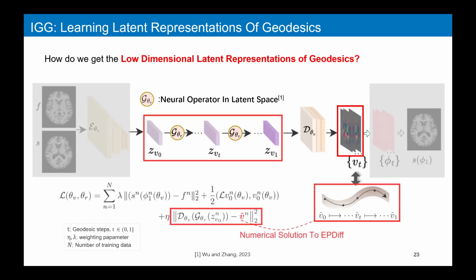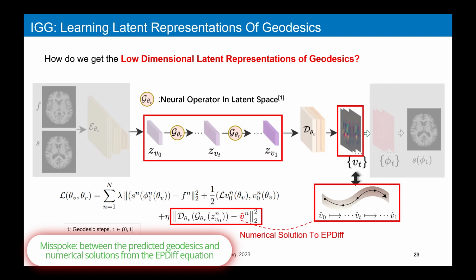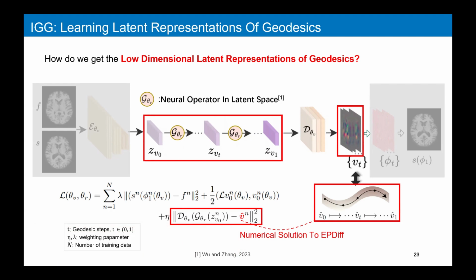The training process is guided through the mean-square error between the projected geodesics and the numerical solution from the neural EPDiff equation, which is highlighted in red, V hat, representing V hat 0 to V hat 1. They are the numerical solution to the EPDiff equation.